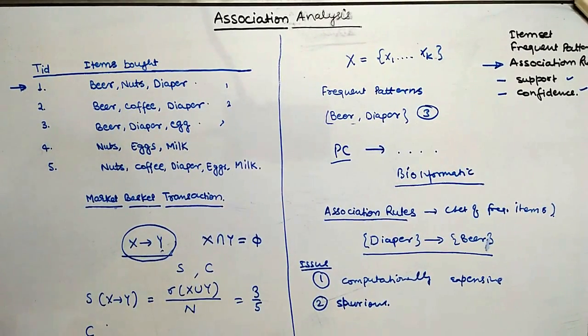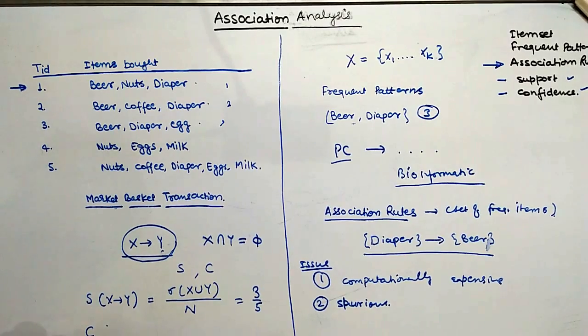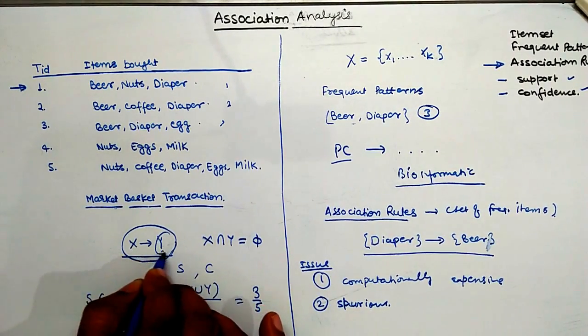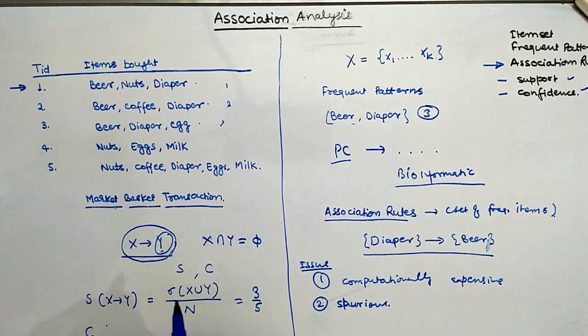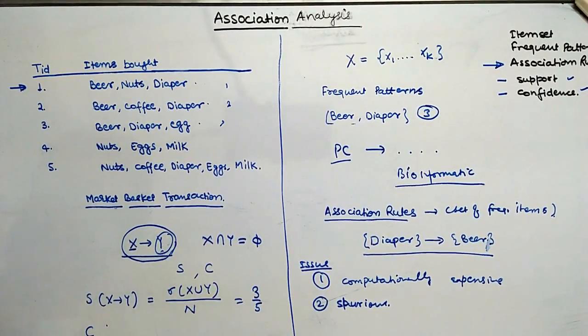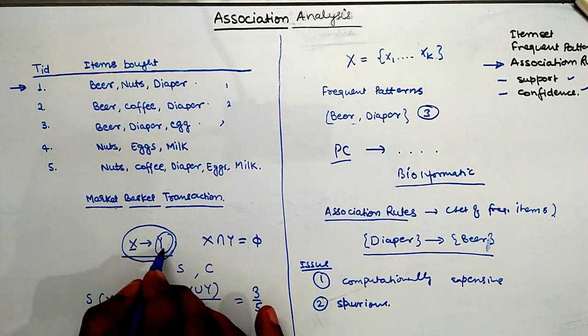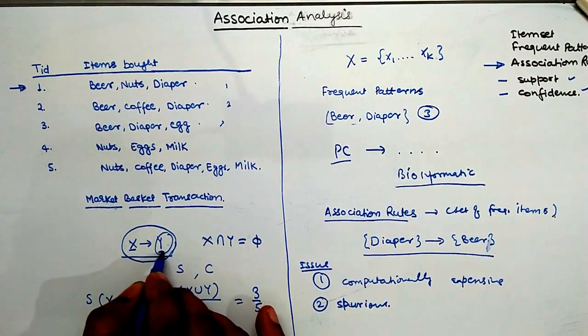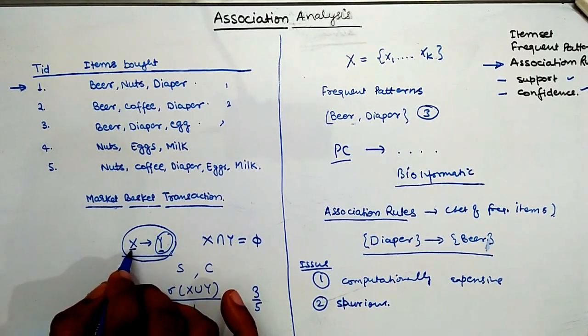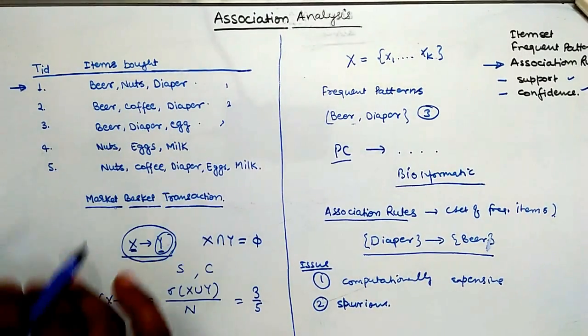Confidence determines how frequently items in Y appear in the transactional database that contain X. So I need to find out the frequency of occurrence of the item set Y along with item set X in the transactional database.